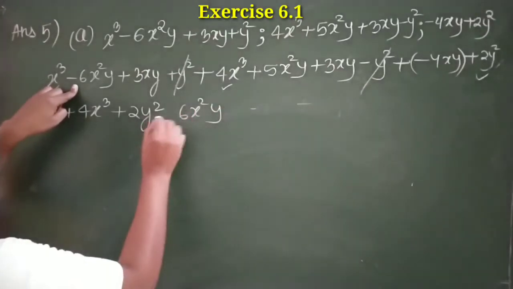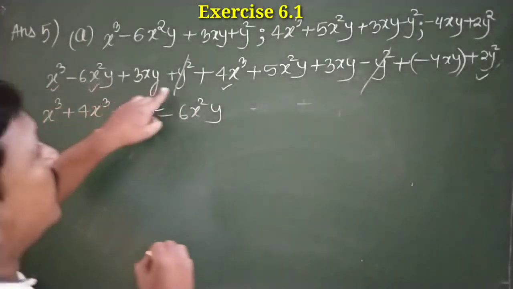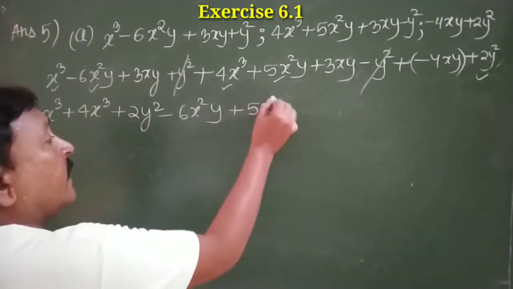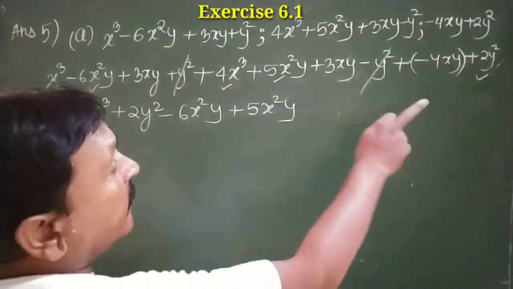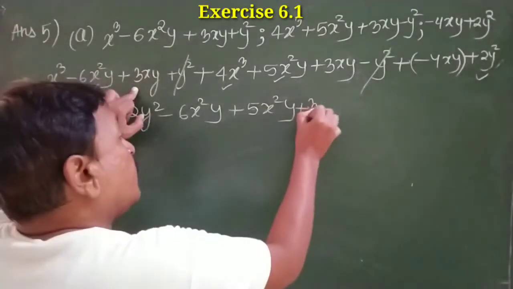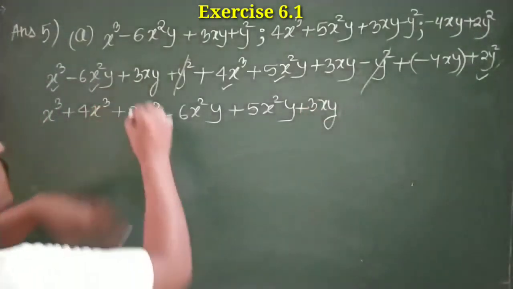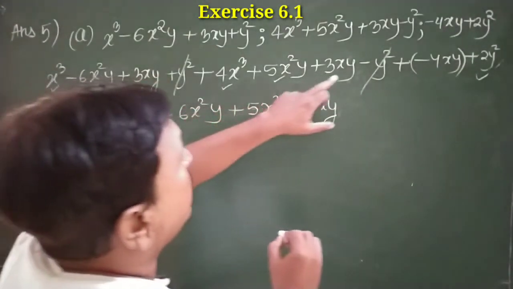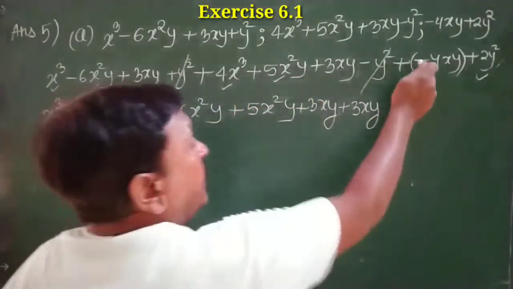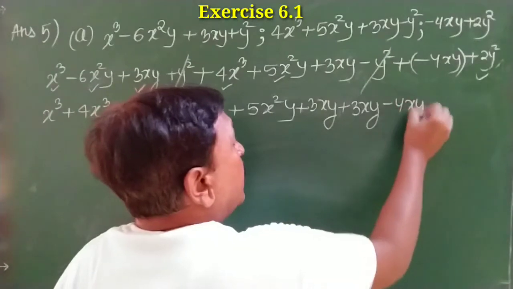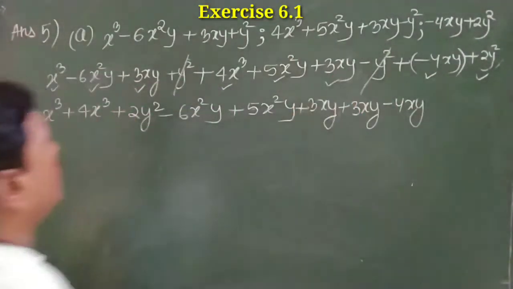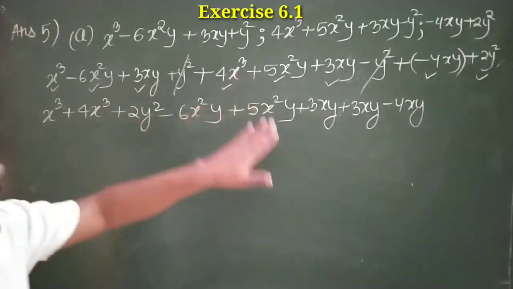6x square y. See, any other term of x square y? Yes, this is here, plus 5x square y. Any term else? No. Now plus 3xy. See the terms which are having xy: this is plus 3xy, and here minus 4xy. Okay, anything else is left? No. Now nothing is left. I have taken all the terms.